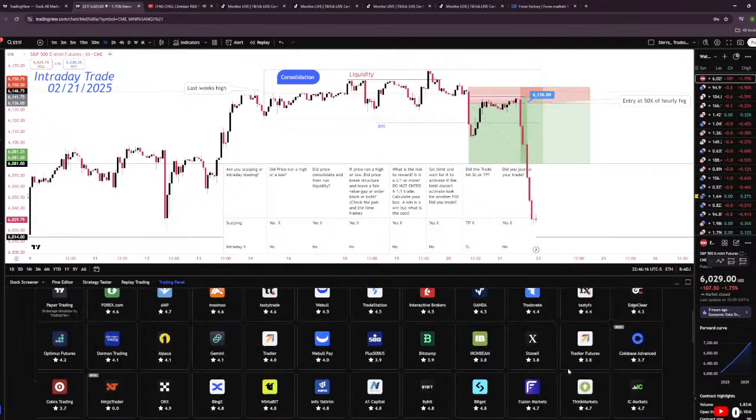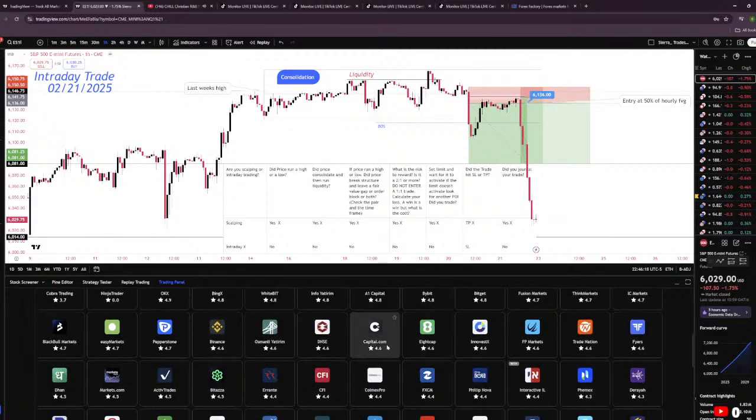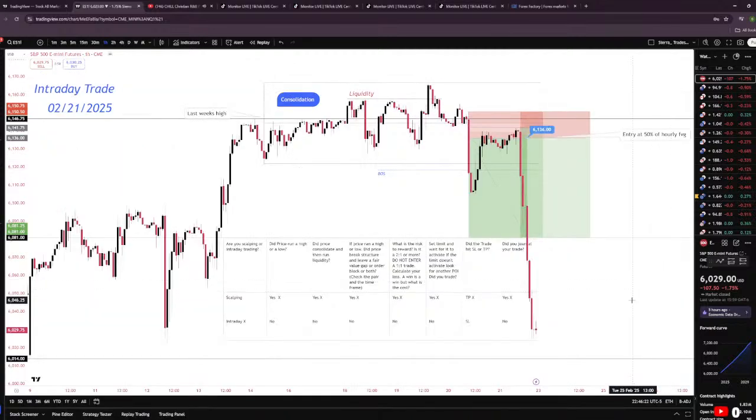No problem. 8cap is Forex, Capital.com is Forex. I just choose to stick with the unregulated broker. I've been with CoinEx for a long time because of the leverage. I like that 1 to 500 where I can risk a little more with a little less in my account.